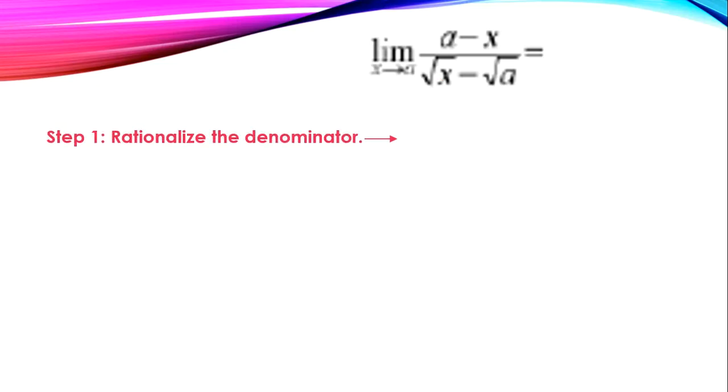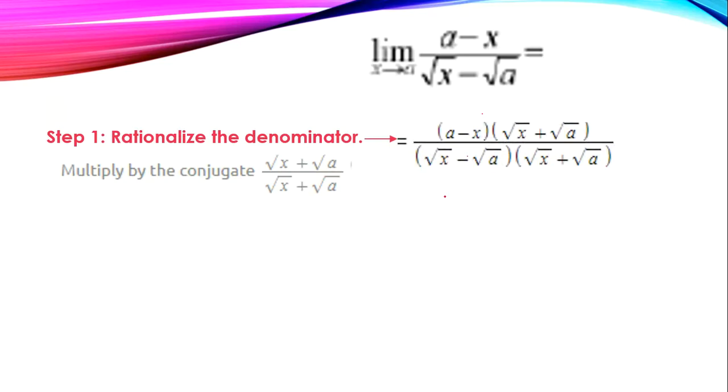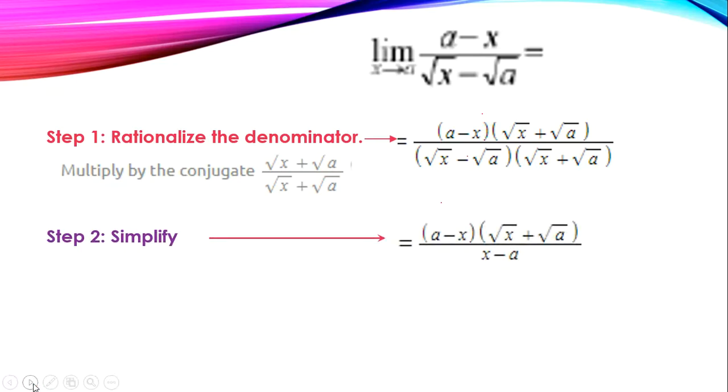So in this case, our first step is going to be to rationalize the denominator. So we're going to go ahead and multiply by the conjugate. And when I multiply by the conjugate, here's what we get. Next, let's go ahead and simplify that. So in our denominator, the whole purpose of multiplying by the conjugate is to get rid of our square root. So that's what we're left with.